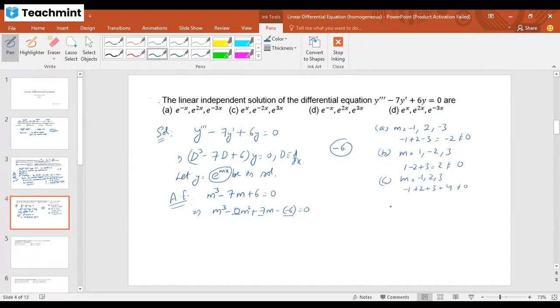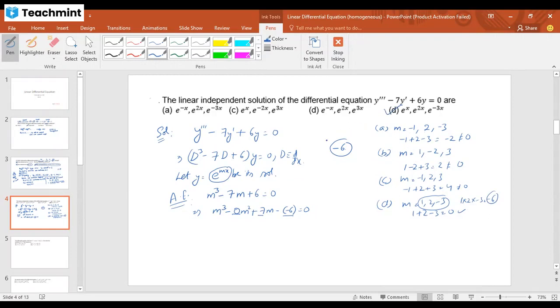And if we take option D, it is 1, 2 and minus 3. So 1 plus 2 is 3, 3 minus 3 is 0. So yes, it satisfies the condition. Also, if we take the product, 1 into 2 into minus 3 is minus 6. So it means that this satisfies the condition. So the correct answer is option D only, right?